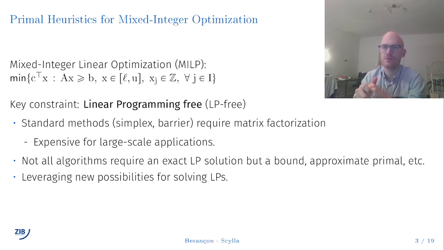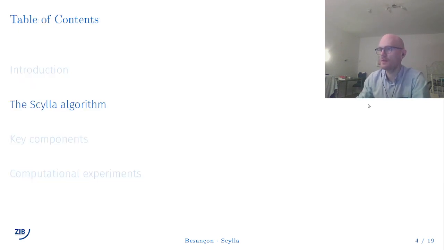Furthermore, not all algorithms would require the exact LP solution that would typically be computed by these methods. So these methods will compute a solution to a very high accuracy of a linear problem. And we typically don't need that over time. We might need instead a bound, so a primal or dual bound on the LP relaxation, or we might want approximate primal values, so that is the approximate x that corresponds to the relaxation, and so on and so forth. And finally, we'll try to leverage new possibilities for solving LPs.